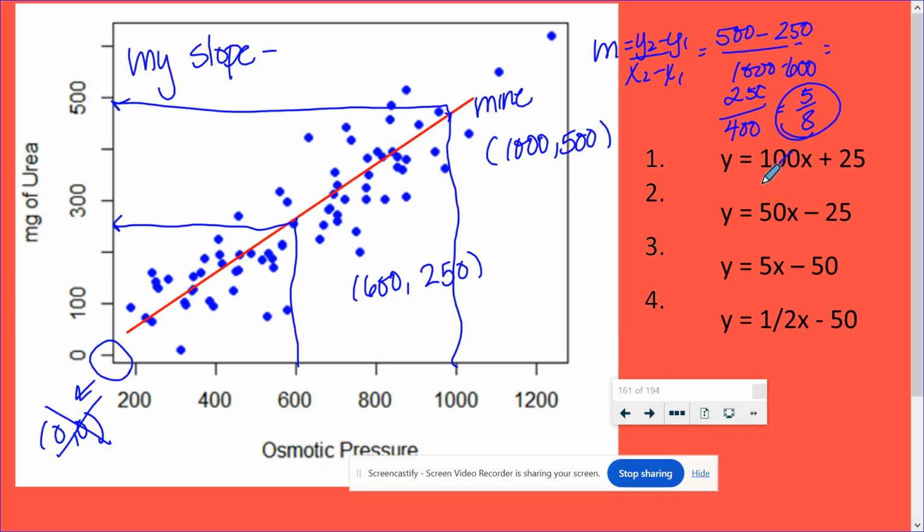So 5/8 is way far away from being 100. 5/8 is between 0 and 1 on a number line. 50 is too far away. Even 5 is too far away. So let's look at the fraction 1/2 and 5/8. Those are very, very close together. 4/8 would be 1/2. So look at how close I am. So I then can conclude that the answer is number 4.